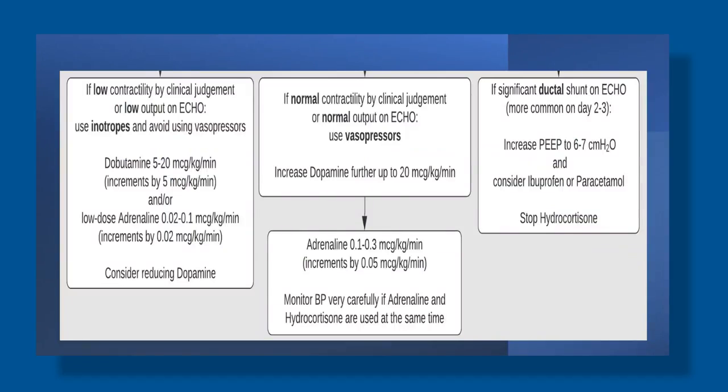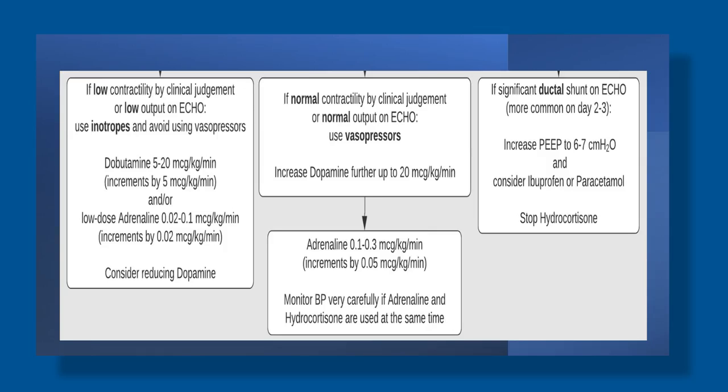Remember, all these babies are now on dopamine. And if your clinical judgment is that there is a reduction in the vascular tone, for example a septic baby, then you have to use vasopressors. So there you have room to increase your dopamine further, maybe up to 20. And then consider starting adrenaline and go up very slowly. You can consider hydrocortisone also.